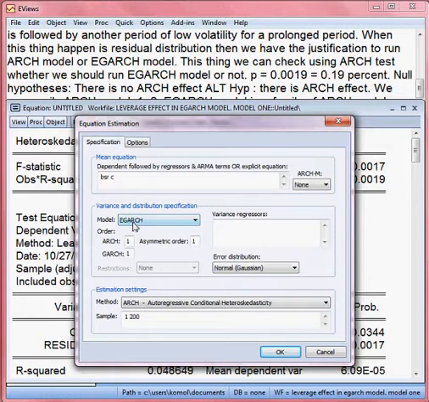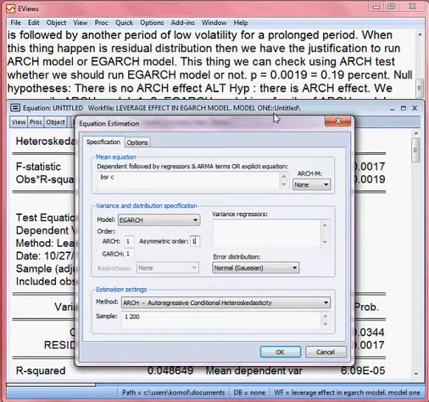And here is what is happening. In this EGARCH model, there is an ARCH1 and GARCH1, and the order is 1. And from this model, the whole thing, this one is called the mean equation, and this one is called the variance equation. So meaning that it has two parts: one is the mean equation and one is the variance equation.